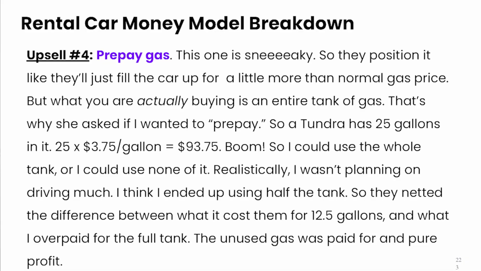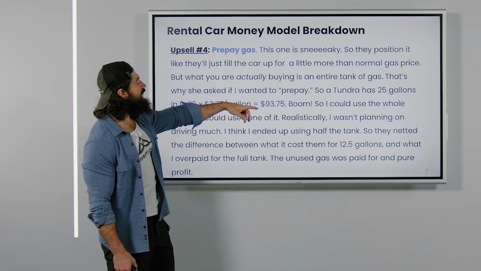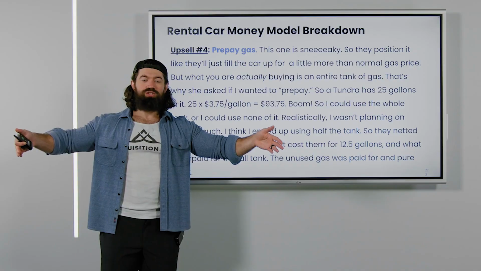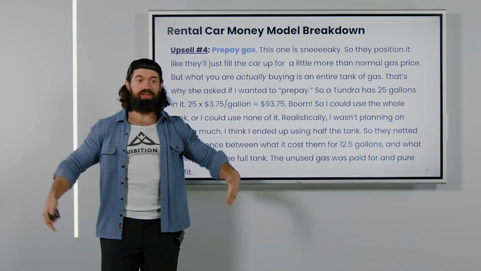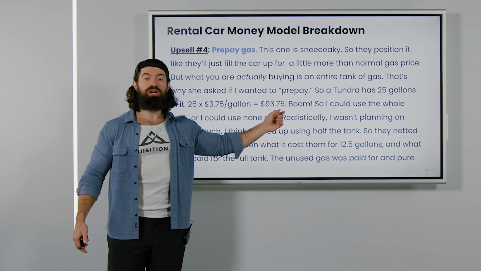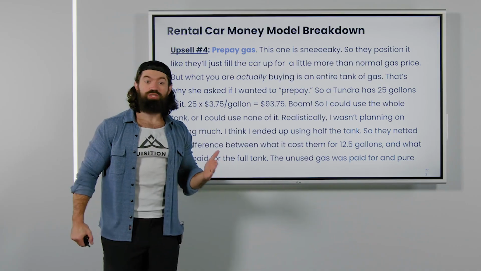All right, so the next one is prepaid gas. Now, this one was sneaky in the way it's positioned. This one particularly was one where I did the math and thought, okay, 25 cents extra per gallon, that's a fine deal. The way it actually works, by the way, is you prepay the whole tank. So you buy a full tank, and I think the Tundra had like 25 gallons in it. So I actually ended up paying $93 for a tank of gas up front. And so basically whatever I don't use is profit for them.